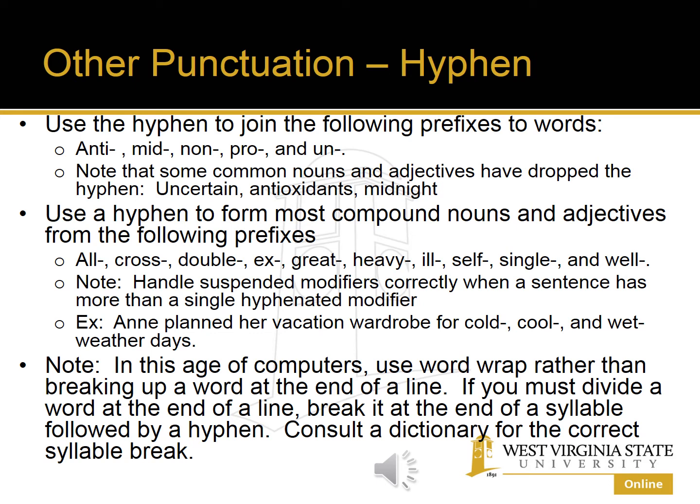Hyphens are often used for words that are joined with those prefixes: anti, mid, non, pro, and un. But sometimes words have come into the English language where the hyphen has been dropped and they're now accepted as words without hyphens. For example, uncertain, antioxidant, midnight.